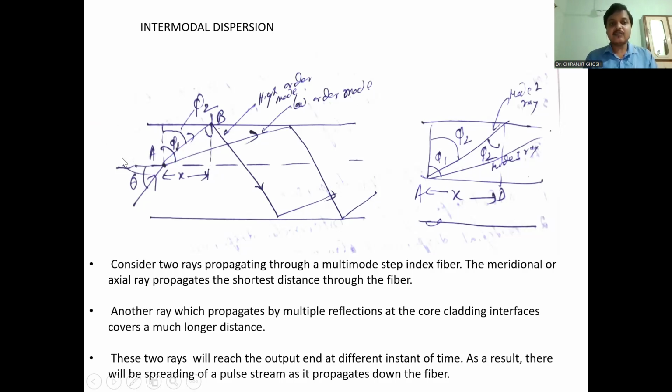Initially these three rays were at the same position, but due to the fiber geometry or fiber structure, these three rays are propagating different path lengths or different distances. As a result, they reach the fiber output at different instants of time. So what happens? The output which you are measuring will be the sum of all these delays. So what will happen if the input is a very sharp peak pulse? Your output will be a broadened pulse.